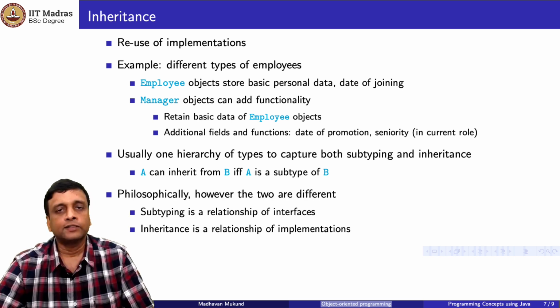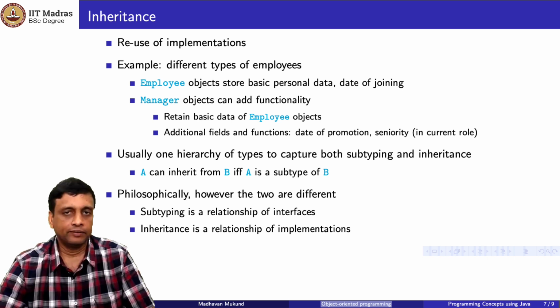However, philosophically these are two different things. Subtyping tells us something about whether a function is legal or not. So, it is a static property. If there is an f which is defined on the parent type B, then A must be able to do f. How A does f is a dynamic property, but the fact that A can do an f is a property of its static type, the fact that it is sitting under B.